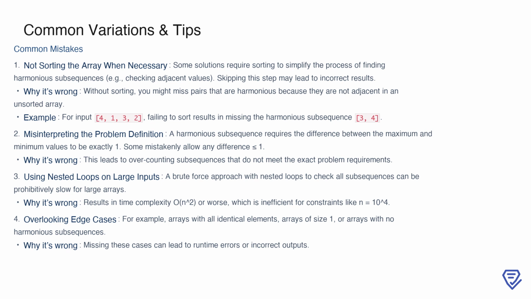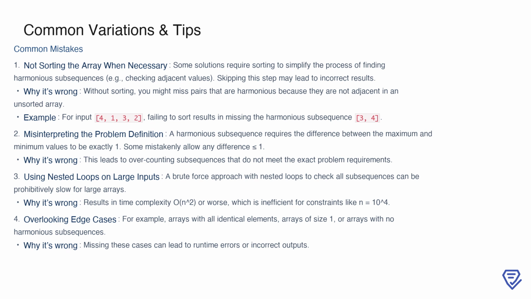A harmonious subsequence requires the exact difference between the maximum and minimum values to be 1, but some mistakenly allow differences of less than or equal to 1, which leads to overcounting invalid subsequences. Additionally, using nested loops to brute force all possible subsequences can be highly inefficient, especially for larger inputs, as this results in a time complexity of O(n²) or worse.